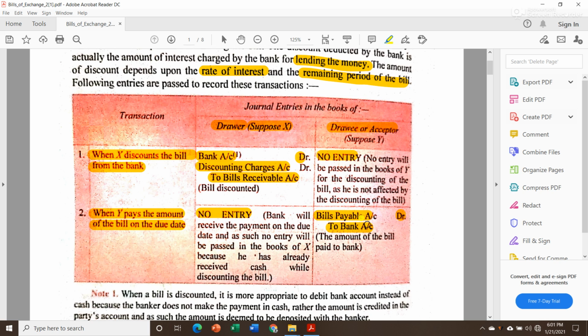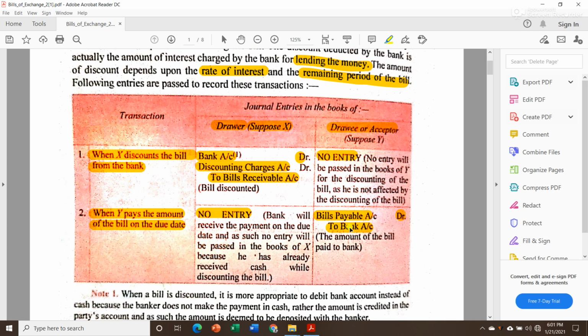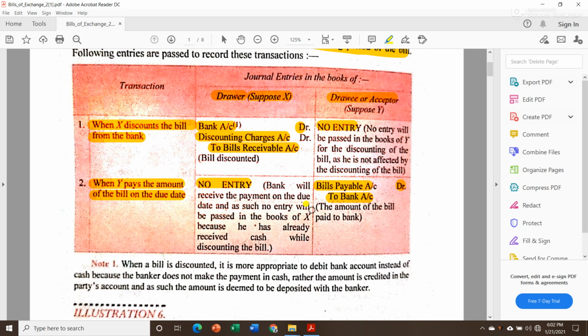So in the previous session we have seen that on the maturity date, Mr. X used to send the bill receivable to Y, and after receiving that bill payable, Y used to make payment. But in this case, when discounting the bill, X will not give the bill payable to Y. In this case, the bank will present that bill payable to Y, and Y will make payment to the bank. So this is the only difference between the previous case and this case.